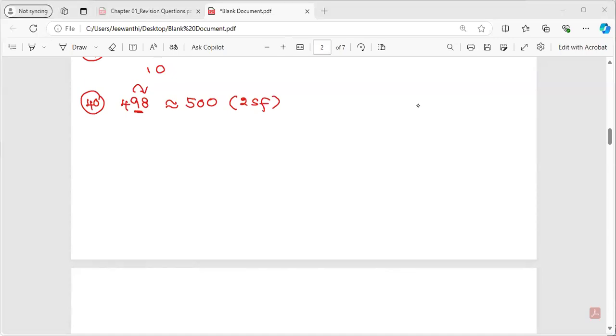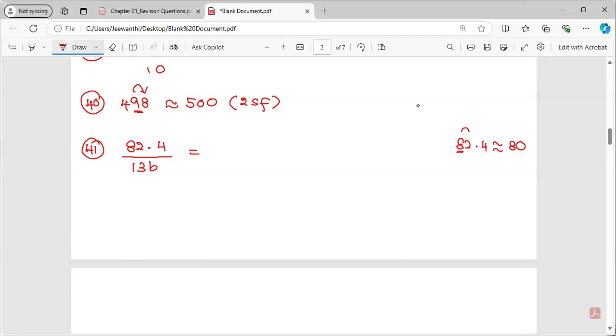Question number 41 is a separate set of questions where you want to correct each number. They have given 82.4 and 136. What you can do when you have this kind of question, children, you go to the working column. The 82.4, when you correct to the first significant figure, becomes 80. This is the first significant figure. You look at the next number. It is less than 5. So then that becomes 80.